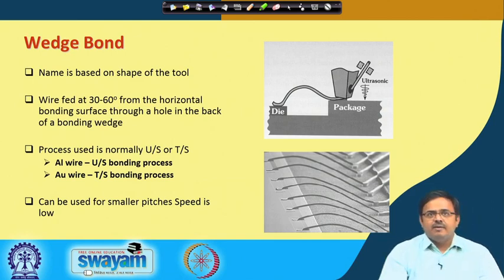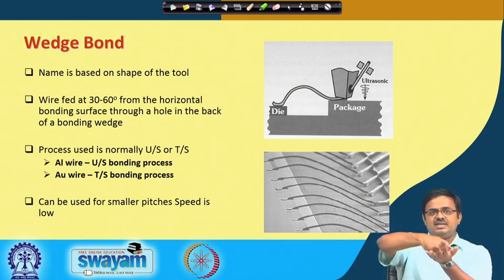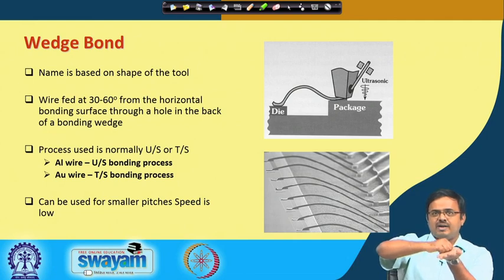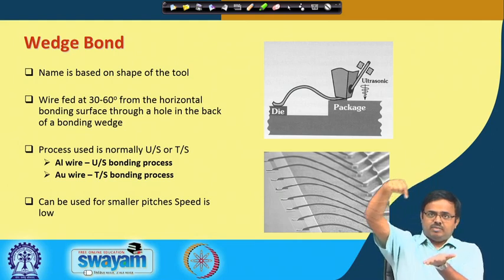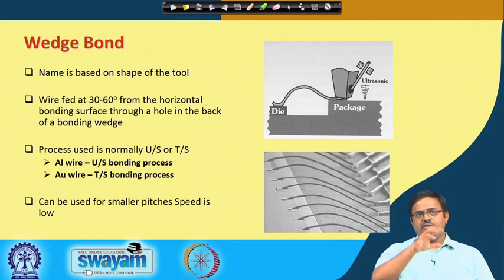In wedge bonding, you have this tool through which the wire is fed, and as it comes close from the die to the package, so this is on the silicon and this is on the interconnect side, there is an ultrasonic or thermosonic, there is no heat by the way here, it needs ultrasonic sound, and because of this rubbing, the tool presses and rubs it on the substrate, and then the bond is formed. Okay. So, here instead of rising like this and then dropping almost at right angles, the wire is fed at 30 to 60 degrees from the horizontal bonding surface through a hole in the back side of a bonding wedge. So, this is the bonding wedge.